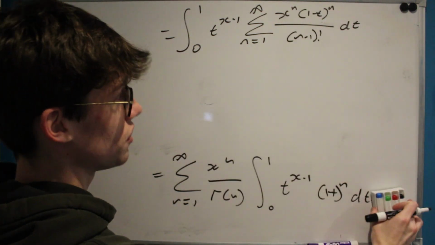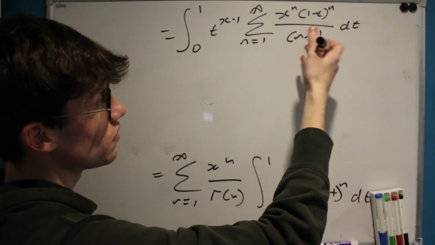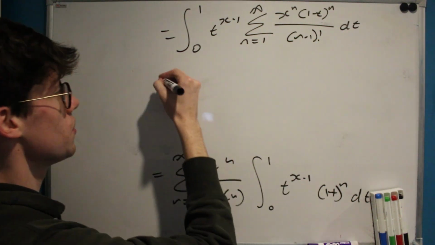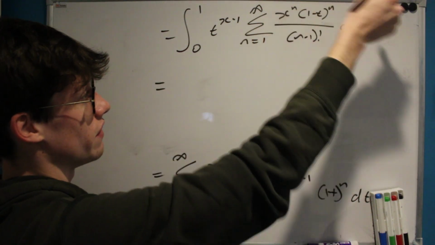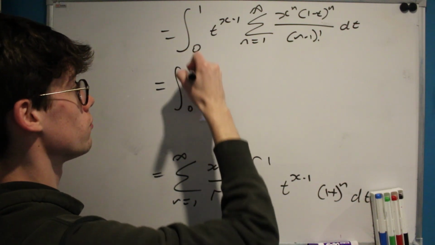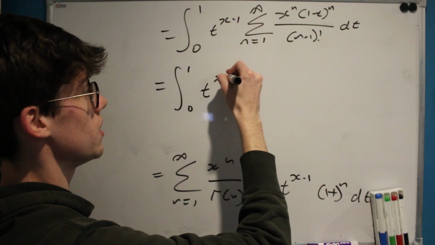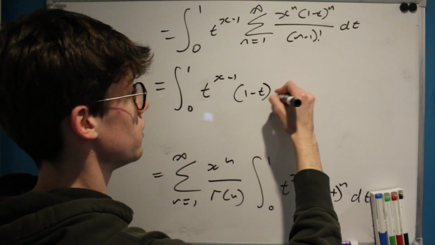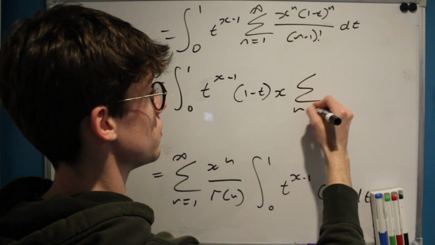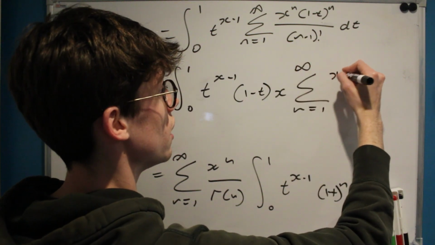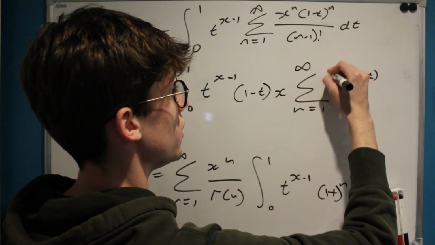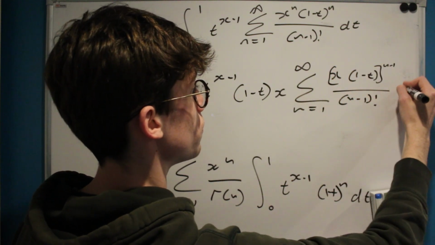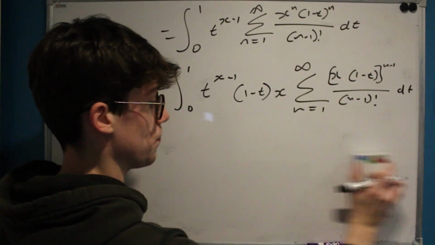Now given that we're starting from 1, I want my power to be n minus 1 and my factorial to be n minus 1. And so I'm going to take out a factor of x and a factor of 1 minus t in order to reduce their power in my summation. So that's going to leave me with t to the x minus 1 multiplied by 1 minus t multiplied by x, all times the sum from n equals 1 to infinity of x times 1 minus t to the power of n minus 1, all divided by n minus 1 factorial, with respect to t.